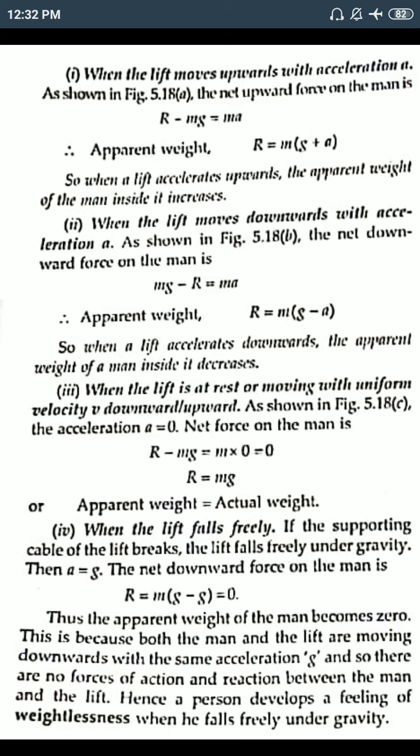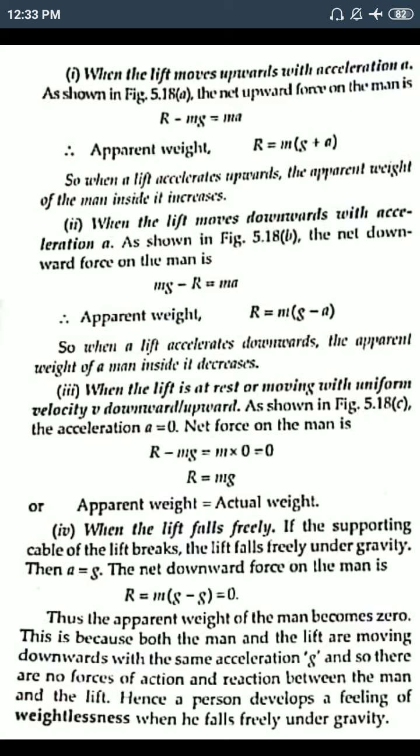So the force on the man, R minus mg, equals 0. m into a is 0, so R equals mg. Whether it is upward or downward, you get R equals mg. From the above two equations, placing a equal to 0, you get R equals mg. So in this case, the apparent weight of the man equals his actual weight when the lift is at rest or moving with a uniform or constant velocity v, either downward or upward.